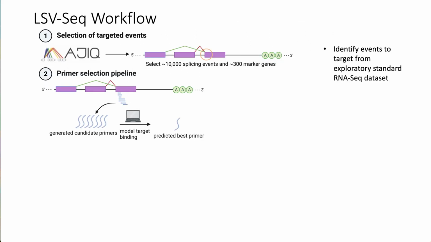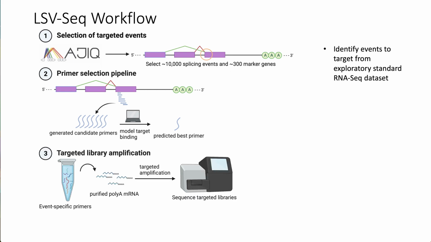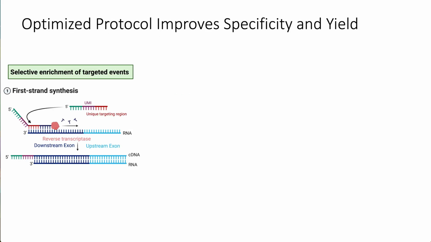After predicting the primers we think will perform the best, we order the primers in a single pool and use them to create libraries using our optimized preparation protocol. We use the pool of primers in the first reverse transcription step, in which we use highly stringent chemical and temperature conditions to ensure selective binding of the primers to the target RNA.